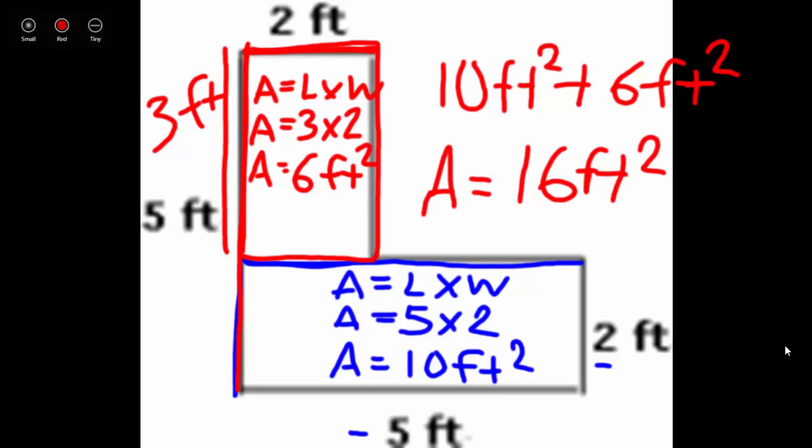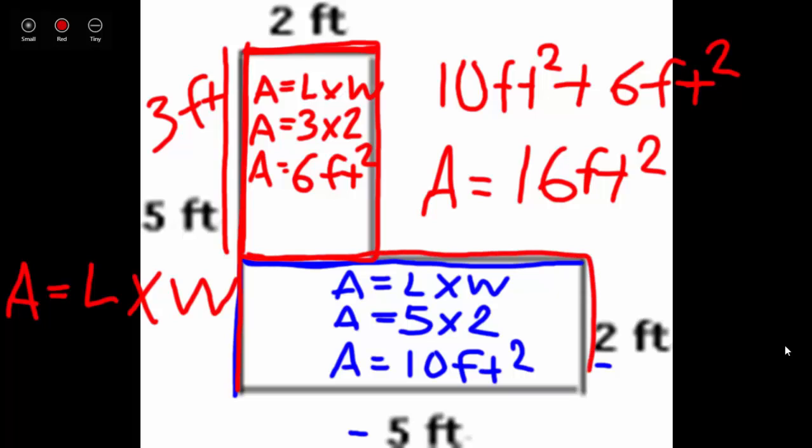Remember, your answer will always be in units squared, and your formula for area is always area equals length times width. You're multiplying together the two dimensions you have, the two different sides, and you add the area of your two separate sections to find the area of the whole irregular shape altogether.